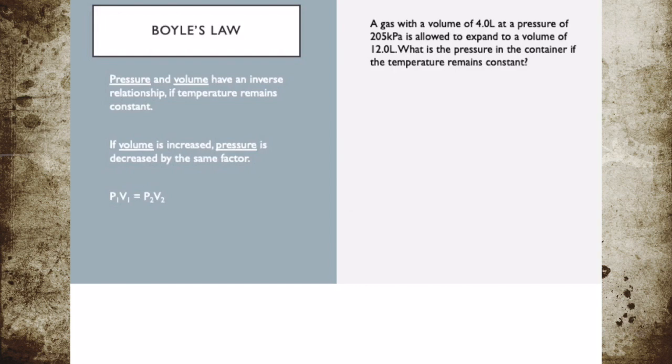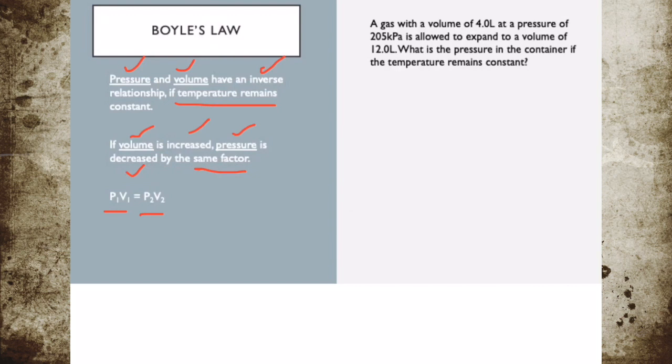The first law that we will be talking about is Boyle's law. Boyle's law states that pressure and volume have an inverse relationship at constant temperature. That means if volume increases, pressure decreases by the same factor. So the formula for Boyle's law would be P1 times V1, or your initial pressure and volume, is equal to P2 times V2, or your final pressure and volume.